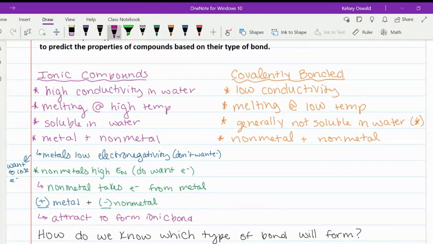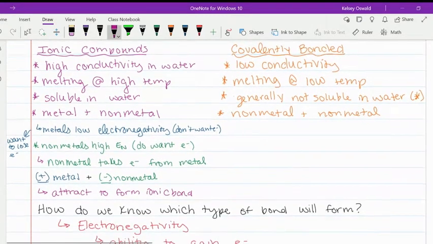So with ionic compounds, our metals have a low electronegativity. They want to get rid of an electron. Our nonmetals have a high electronegativity. They do want to gain that electron. So that nonmetal is going to take the electron from the metal. Now we have a positive and a negative ion, and they're going to attract to form an ionic bond. See, it's in the name.